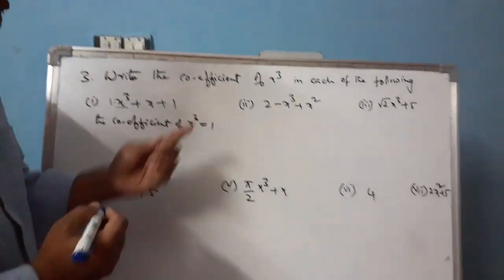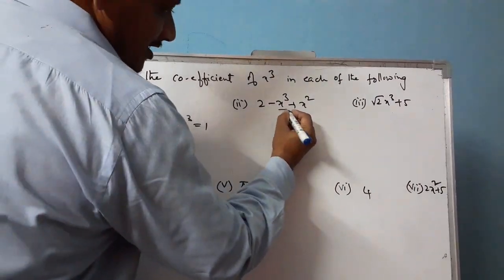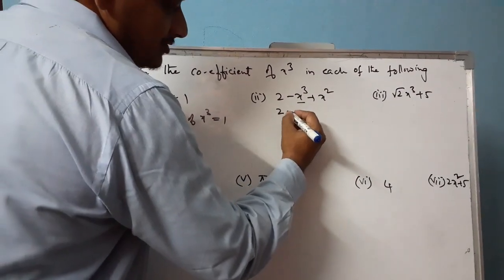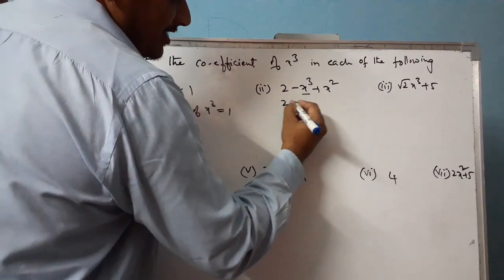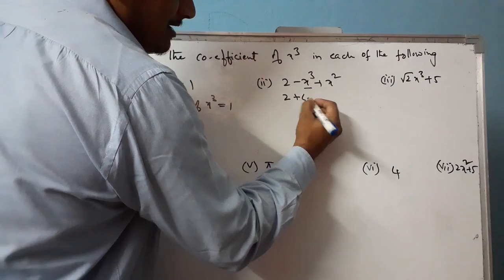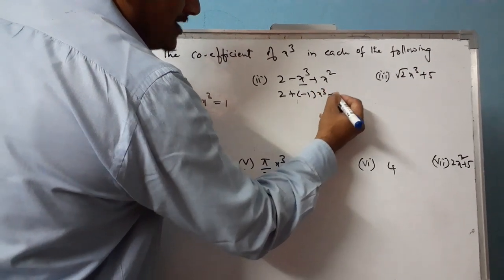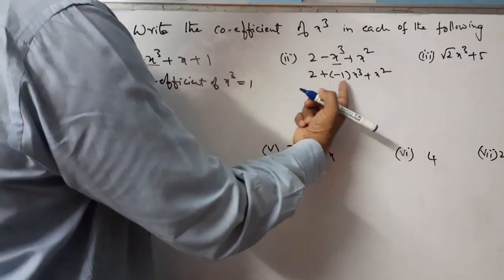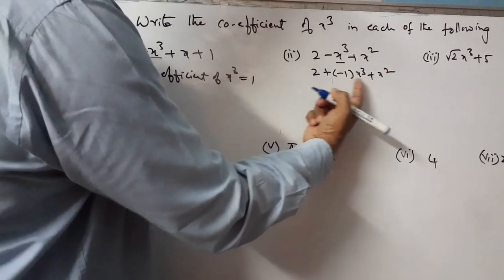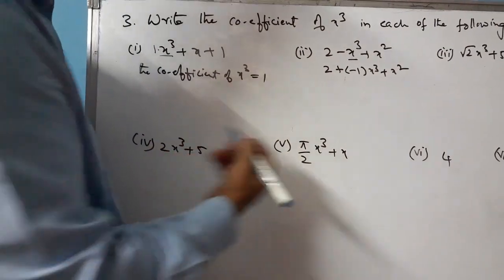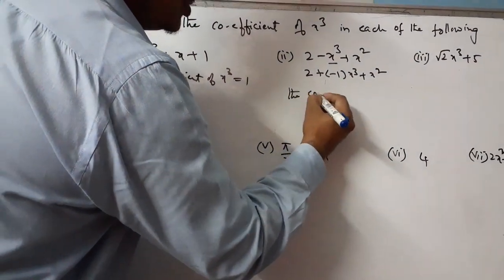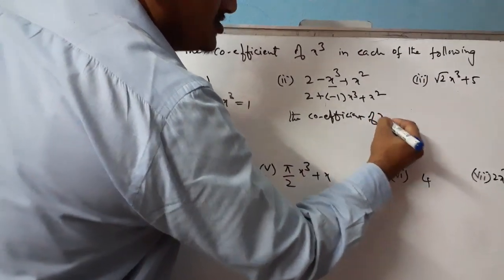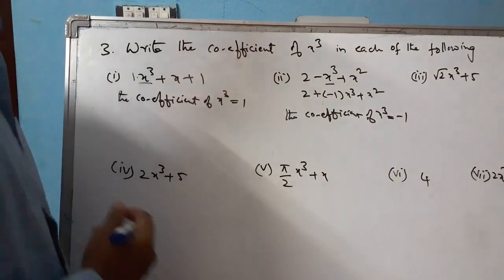Next, second one. What about here? Here it is x cube here. The coefficient of it is nothing but we can write it as 2 into 2 minus 1 into plus, we can write it as plus minus 1 into x cube plus x square. So what is the coefficient of x cube? The multiple of the x cube. The multiple of the x cube is nothing but minus 1. So therefore the coefficient of x cube is equal to minus 1.